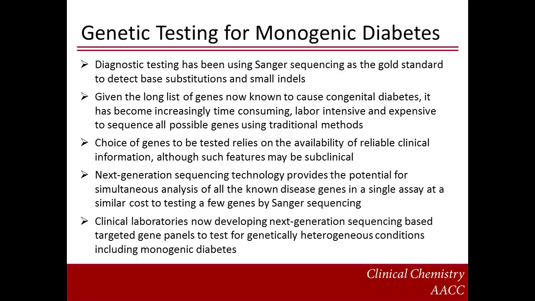In this regard, next-generation sequencing technology provides the potential for simultaneous analysis of all the known disease genes in a single assay at a similar cost to testing a few genes by Sanger sequencing. And this approach is now becoming the standard for screening multiple genes simultaneously for genetically heterogeneous conditions, including monogenic diabetes.